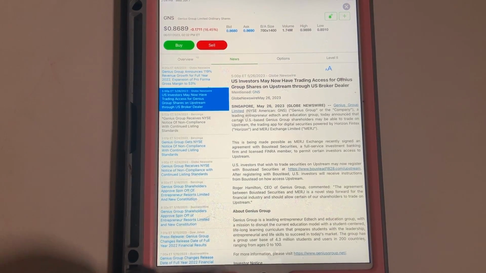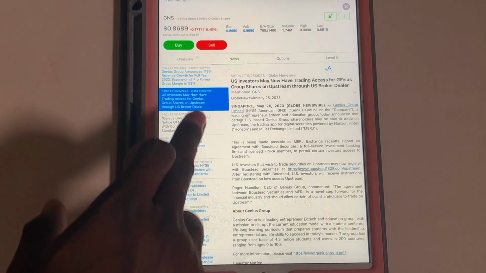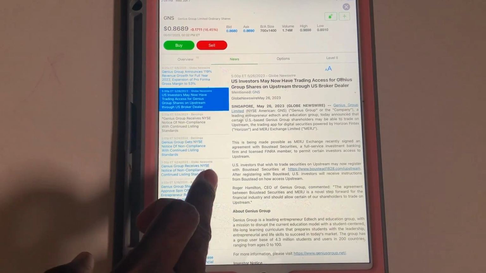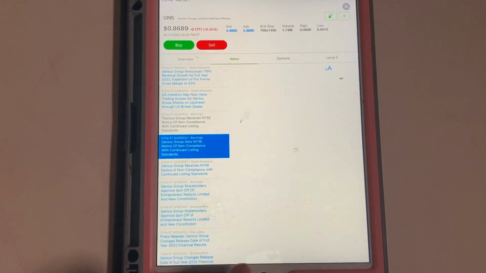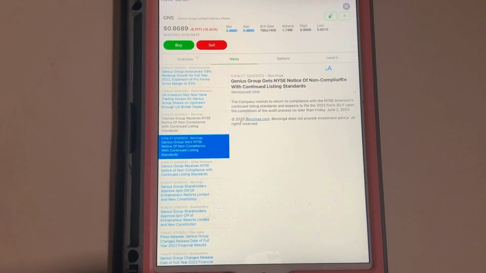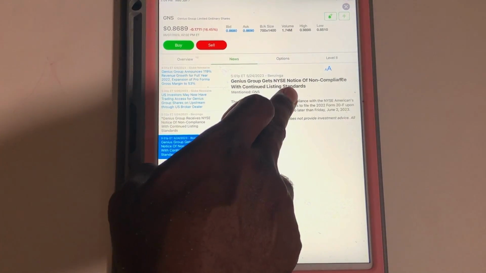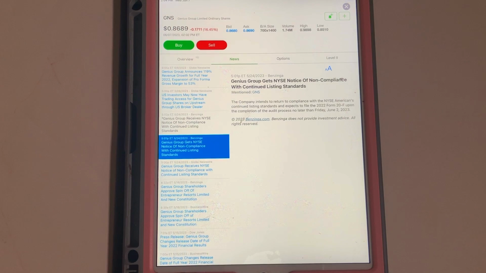Okay? Whoa, look at this. Look at this news. Genius Group gets NYSE notice of non-compliance with continued listing standards. So this stock has been in trouble, basically. It's in trouble of being delisted from the New York Stock Exchange. That's a big red flag.